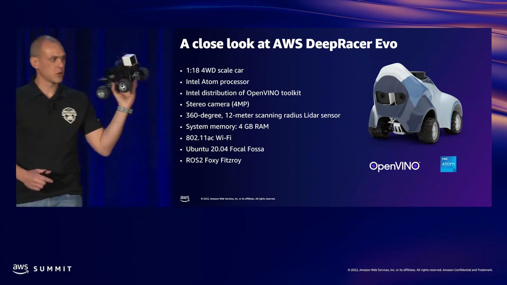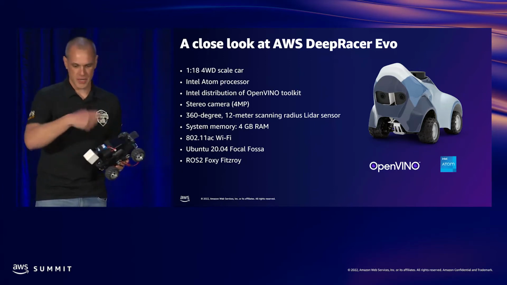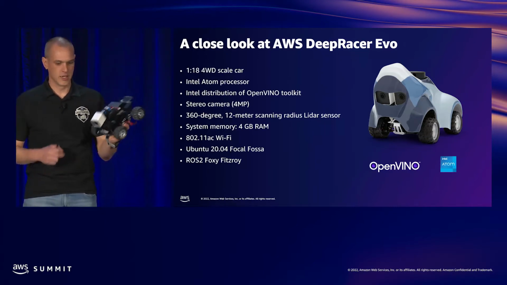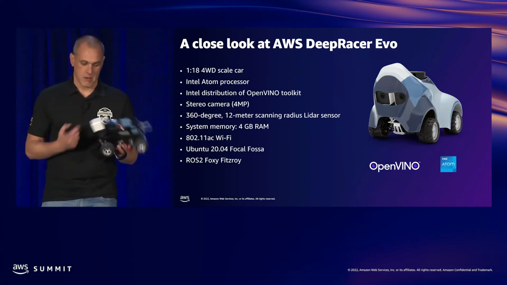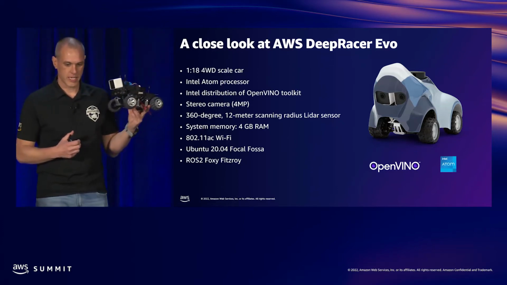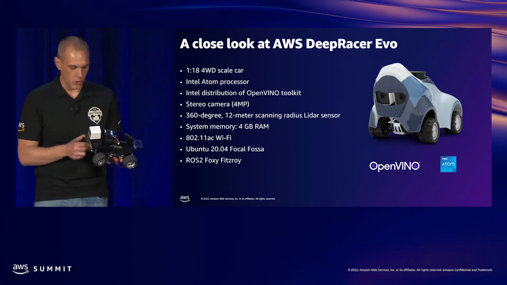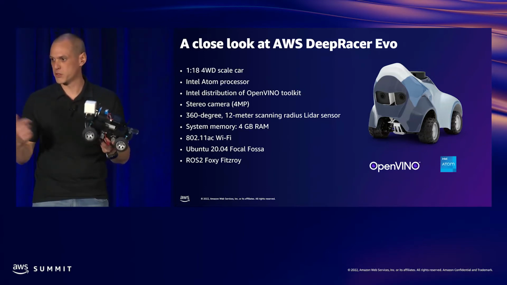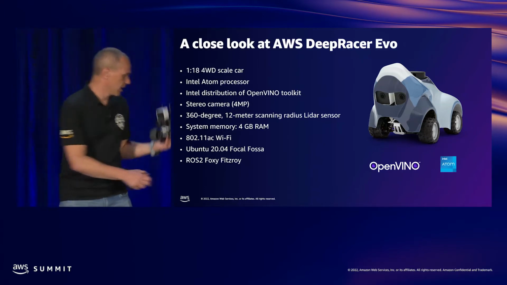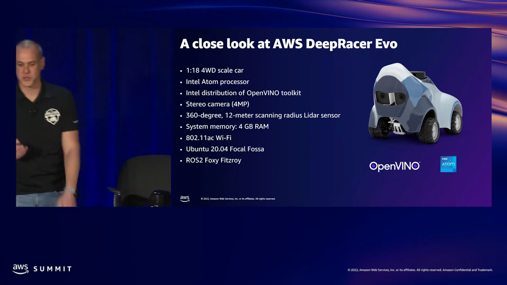As you can see, this is the older model. It just has a single camera, as well as a 360-degree LiDAR, which is able to detect within about 12 meters from it. It has 4 gig of RAM, 802 Wi-Fi, so it's wirelessly controlled, and runs Ubuntu 20.04 with ROS 2, Robotic Operating System 2, Foxy. So that's the device. Like I said, afterwards, if you want to come have a closer look, I will have it on the stage, and you're more than welcome to come up.